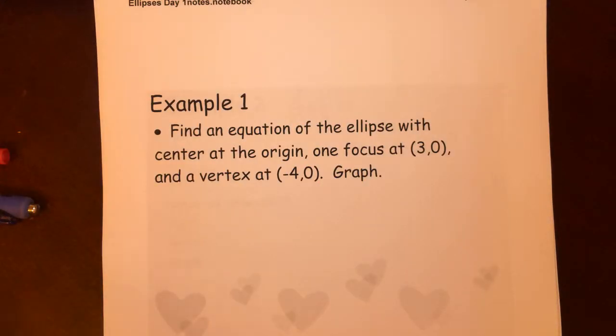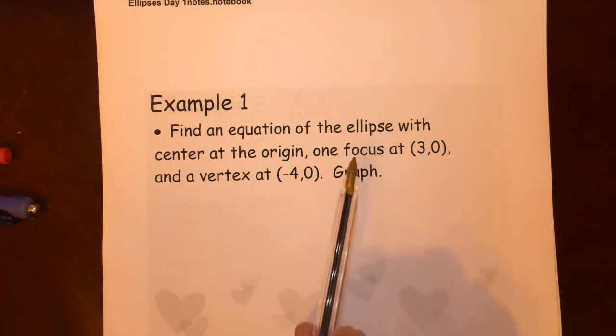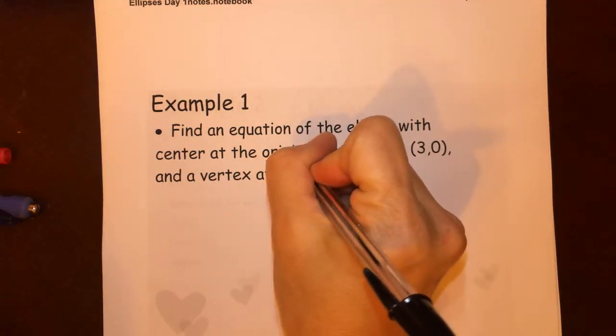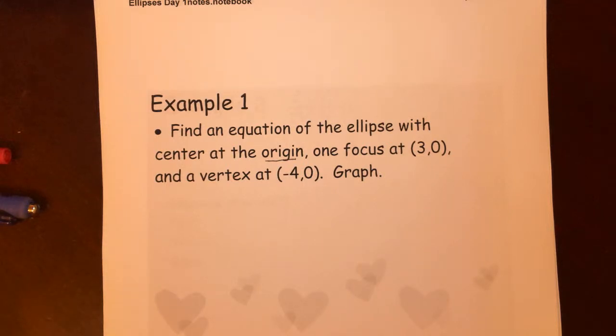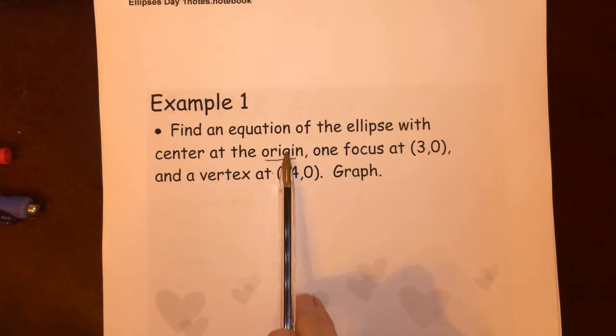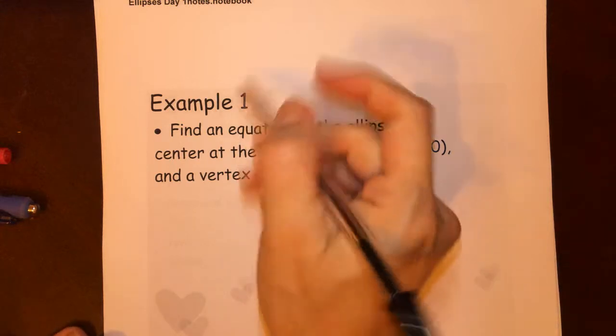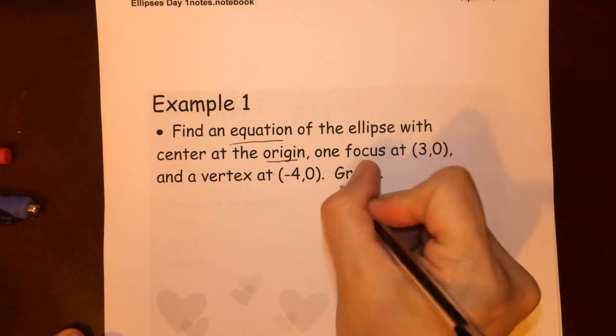Okay, so let's go ahead and do a couple of examples. They're really not very hard, it's just a matter of getting used to the formulas. So example 1 says, find an equation of an ellipse with the center at the origin. Because we're at the origin, just like with the parabolas, we're not going to need any parentheses. One of the foci is at (3, 0), and then we have a vertex at (-4, 0). They want me to find the equation, and they want me to graph.